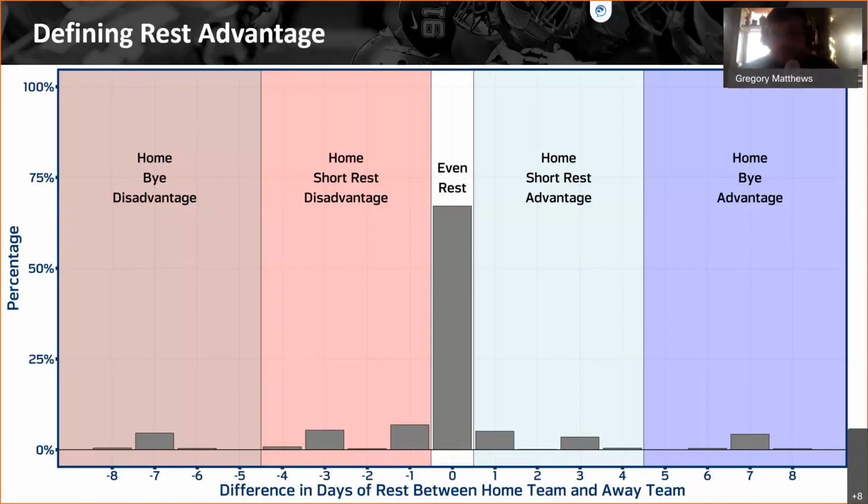This is a question from Chris Schwarm. I'm not sure if you keep data on crowd volume, but do you see larger amounts of delay of game/neutral zone infractions in favor of the home team in stadiums that are considered to be louder?